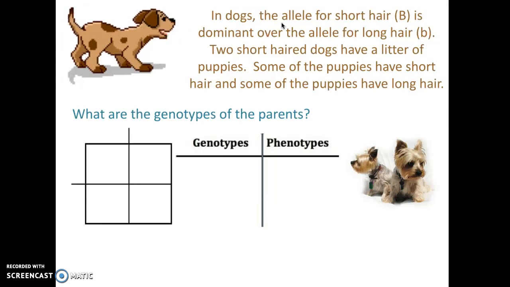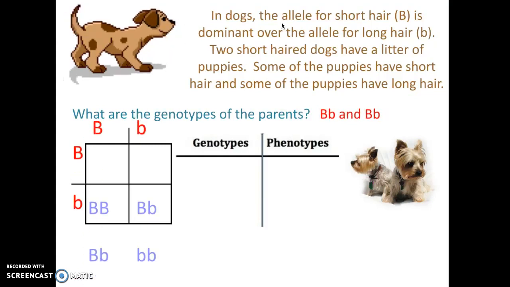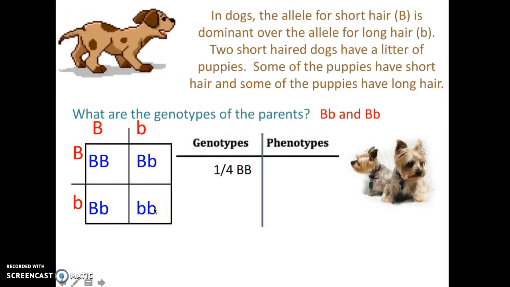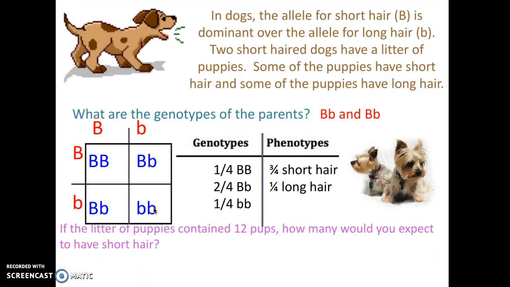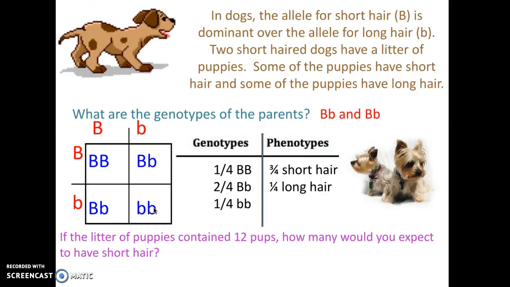All right, so we know that this has to be the case because heterozygous is the only way that you're going to get anything that has that recessive long hair. And these are our possible genotypes and phenotypes. We're going to work through this problem in a little bit more detail a little bit later on.